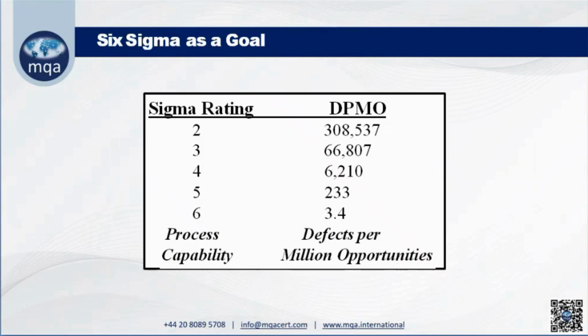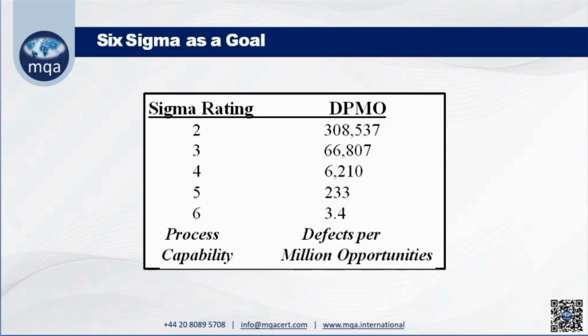Now, at a rating of 2 Sigma, there are 308,537 defects per million opportunities. Out of 1 million possibilities of defects, 308,537 actually happen. At level 3, 66,807. Level 4, 6210. Out of 1 million, you get 6210 actual defects.